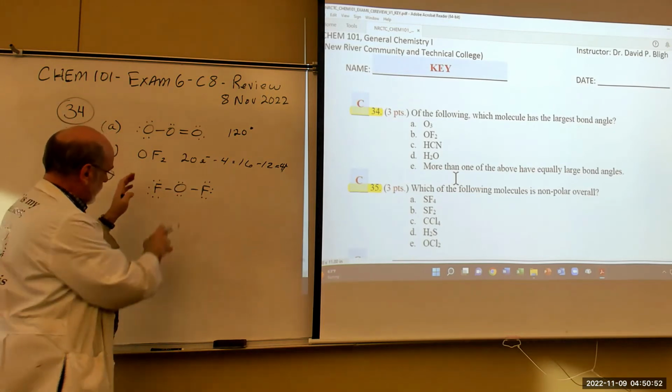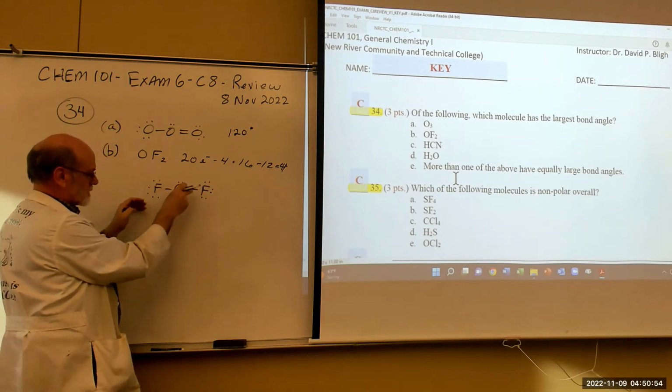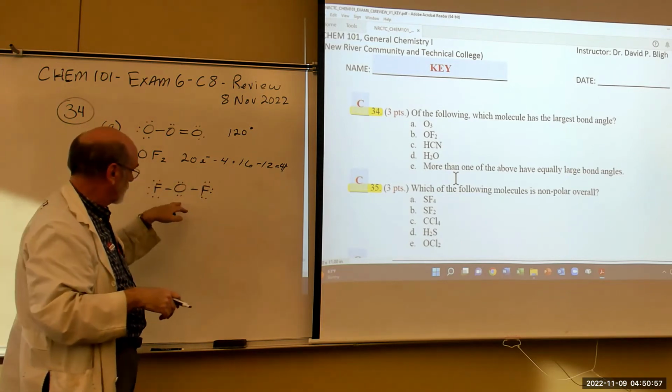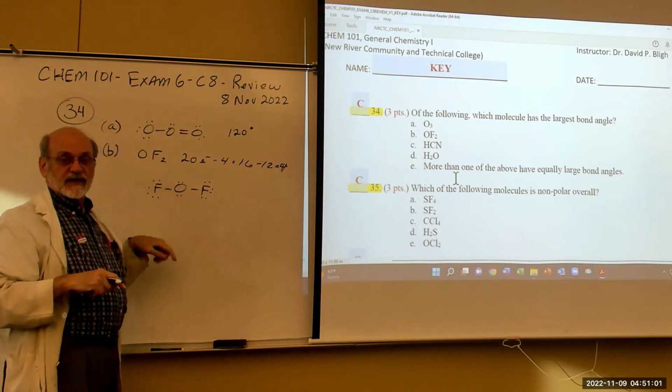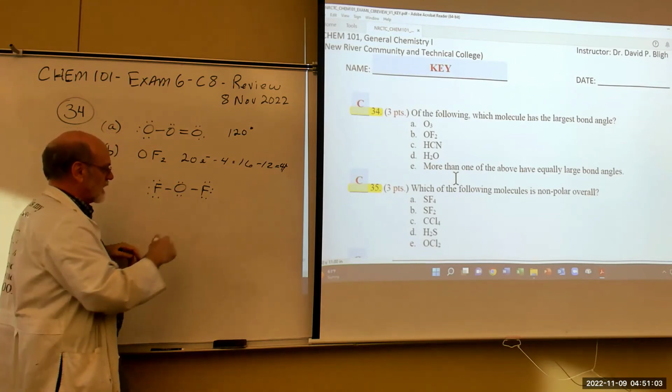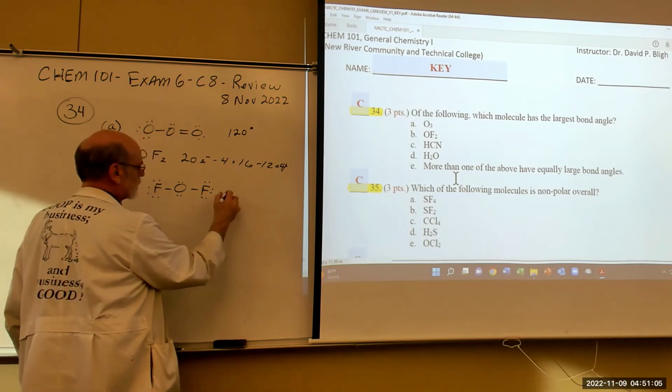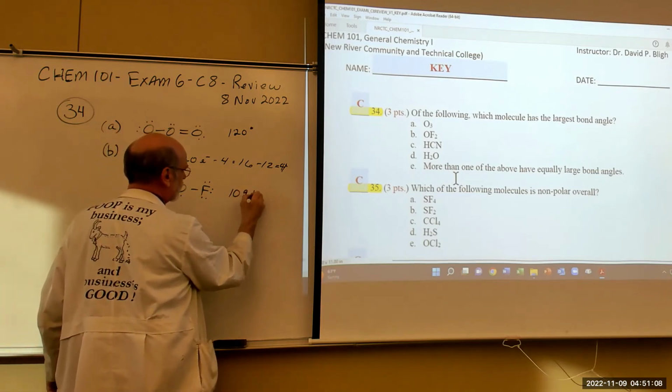Around this central atom, they all have octets, right? 2, 4, 6, 8, 2, 4, 6, 8, 2, 4, 6, 8. They all have octets. What's the structure here? Tetrahedral. And remember, the bond angle in a tetrahedral is 109.5 degrees.